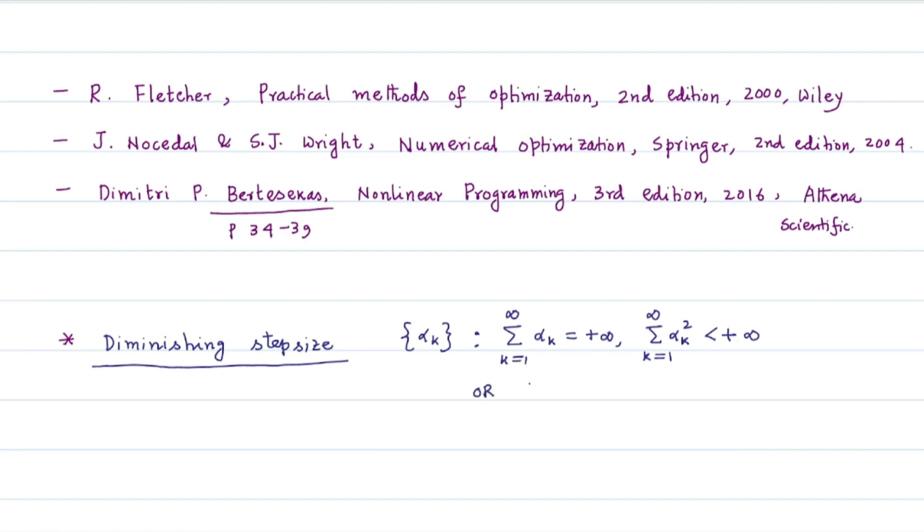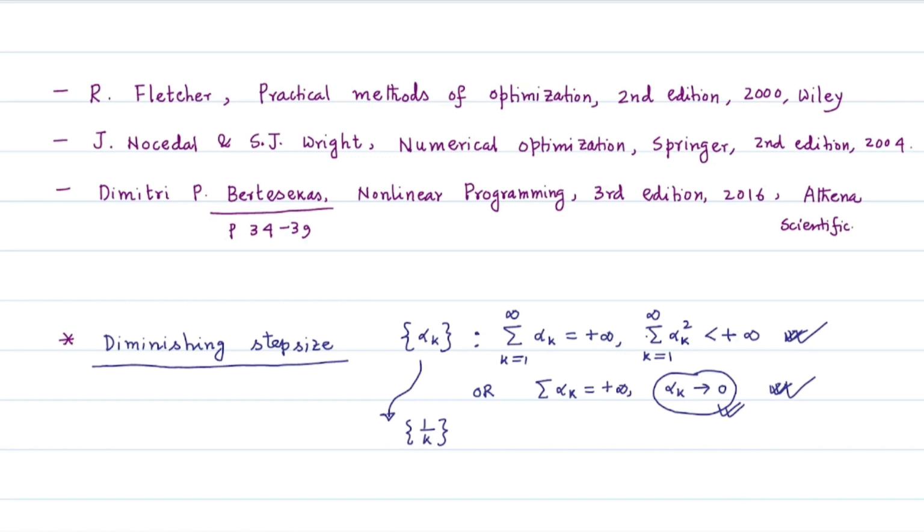Or you take a sequence for which summation of alpha k is equal to positive infinity, but the sequence alpha k converges to 0. A trivial sequence that satisfies these conditions is the sequence 1 over k. With this choice of alpha k, which satisfies either of these conditions and is known as the diminishing condition, because alpha k tends to 0, we commonly get a global convergence of any descent algorithm that satisfies a few mild conditions.